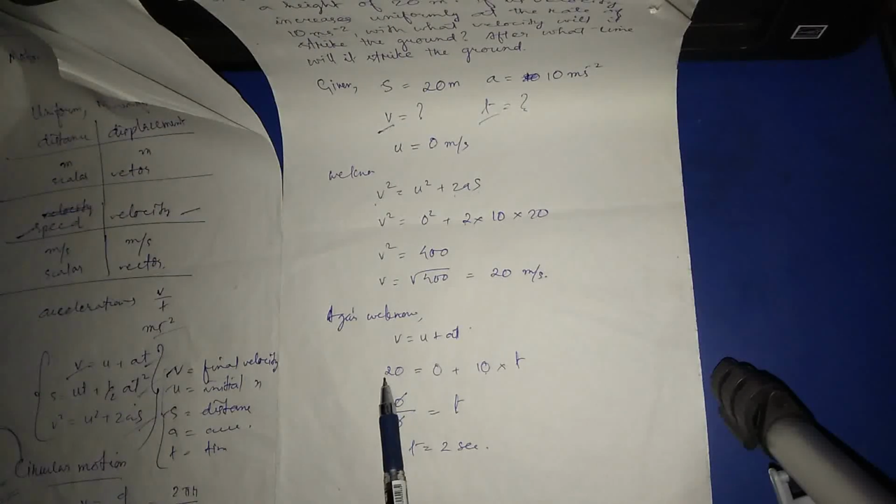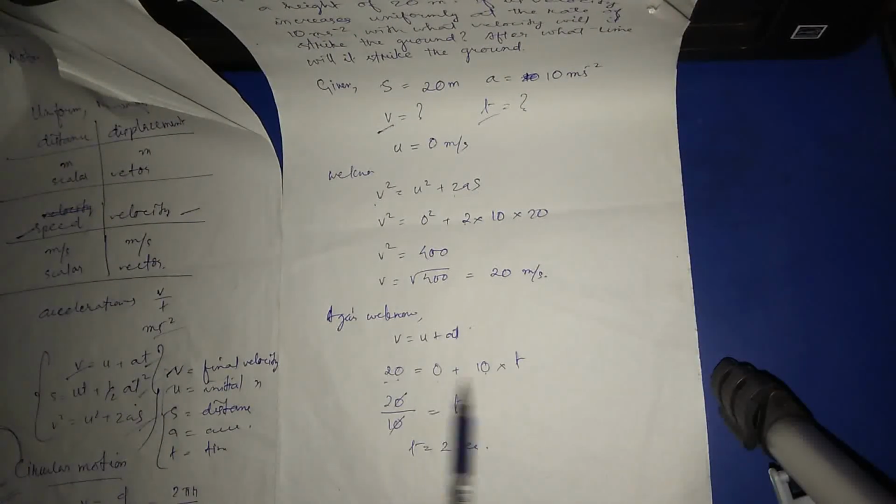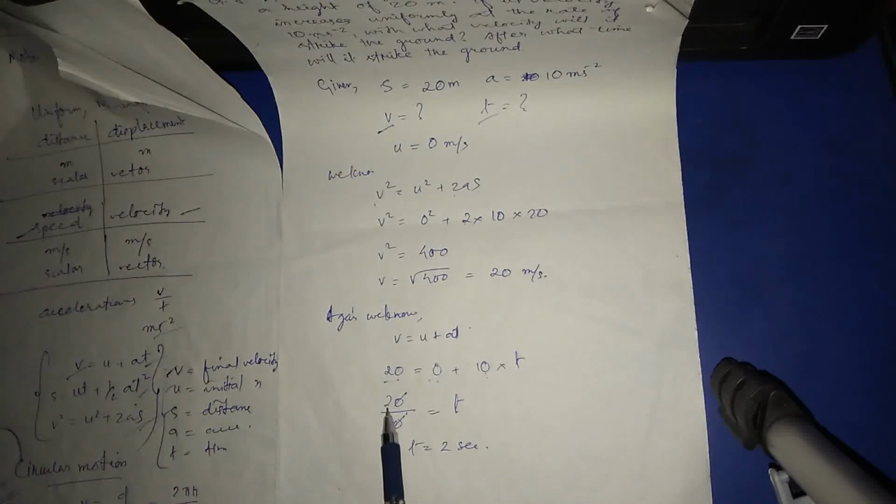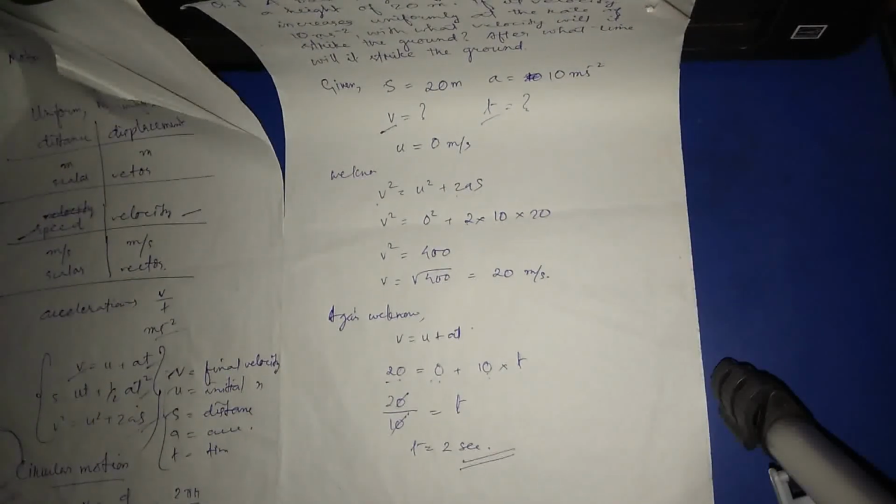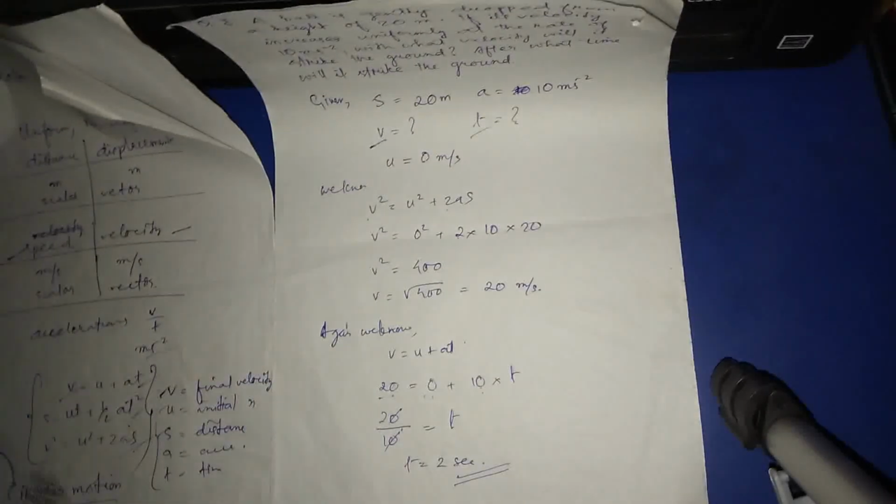You can see v is 20, u is 0, a is 10, and t is what we have to find. So you transfer the 10 this side, it will be 20 by 10 equals t. The 0 and 0 cancel, 2 is left, 2 by 1, which is 2 only. So therefore t equals 2 seconds. So that way we got the final velocity and also the time taken by the ball to strike the ground. I think this is a very simple question for class 9.